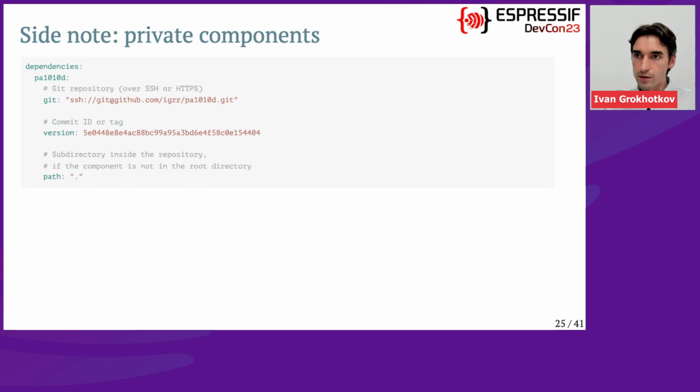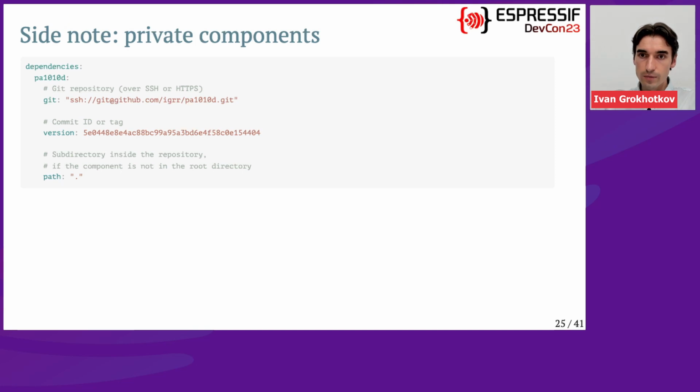One side note here is about private components. Not every component that will be developed for ESP-IDF would be publicly available. You may be developing components that will be used just within your company. In this case, you can keep the component in a private Git repository, and you can specify where to download the component from using this Git reference in the idf_component.yml file.